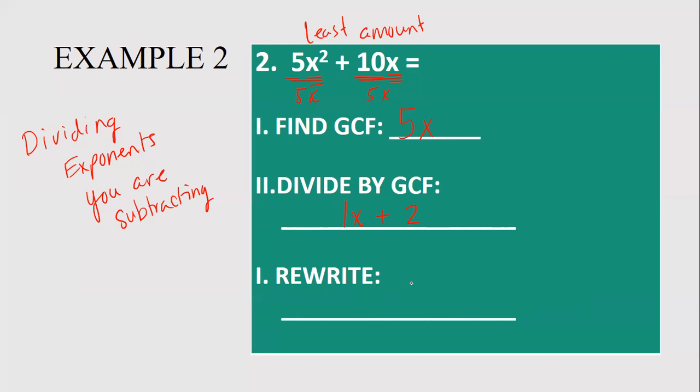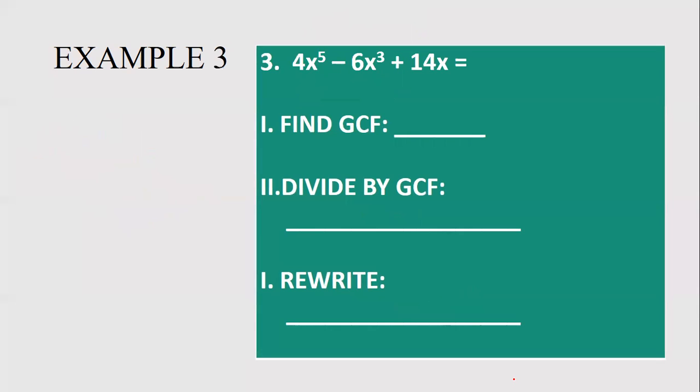Again, it's GCF times your quotient. So we have 5x times x plus 2. Questions? Feeling it? All right, let's get a little bigger.